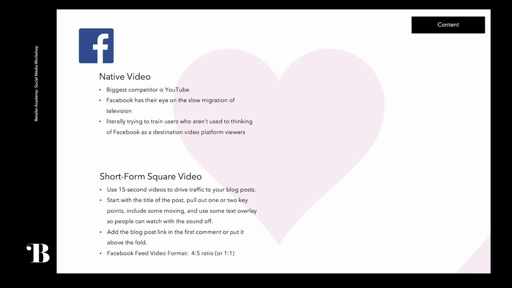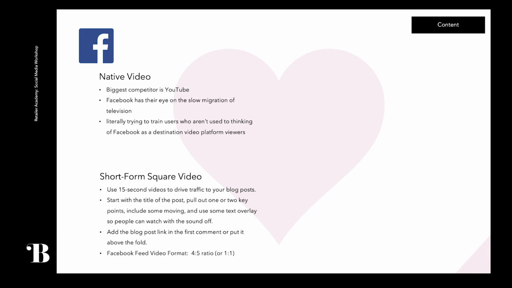So we need to think of, when you're creating content, for example, YouTube is filmed in a landscape format, and Facebook should be filmed in a portrait format. That's really important to remember. They're very different formats. The first format you have is a short form square video.